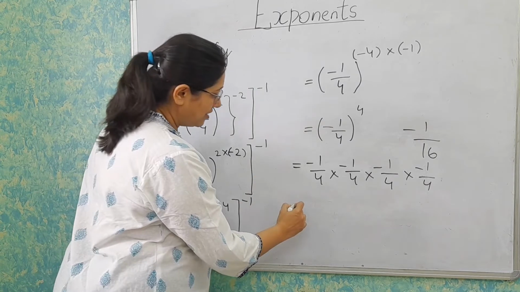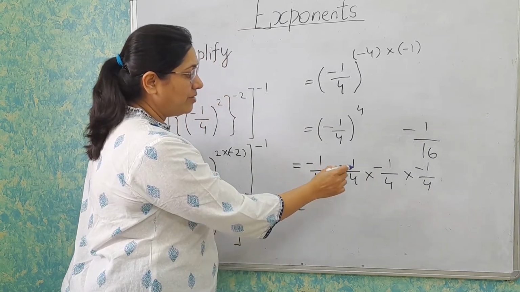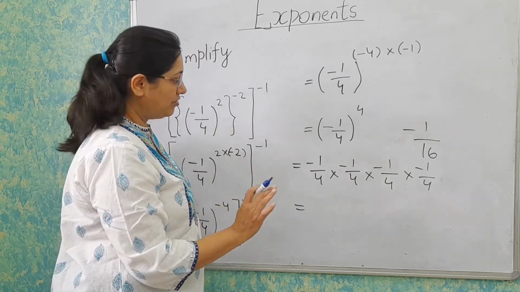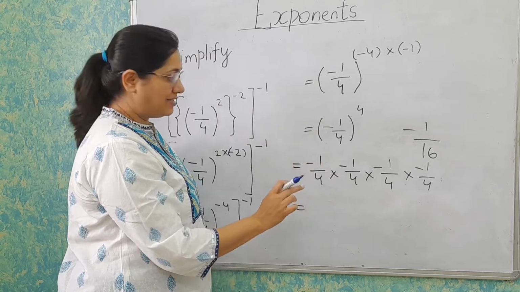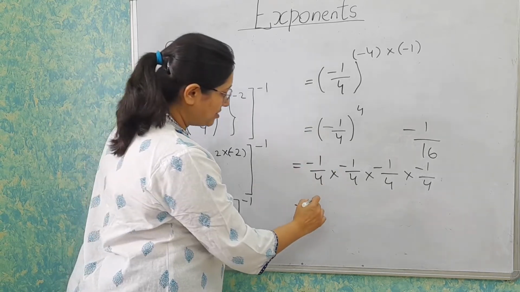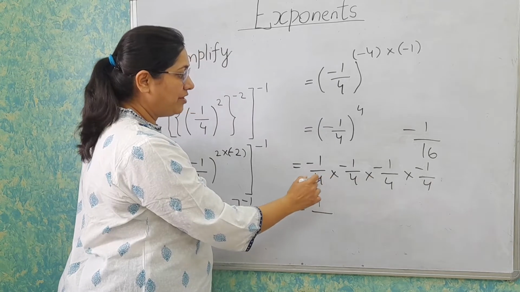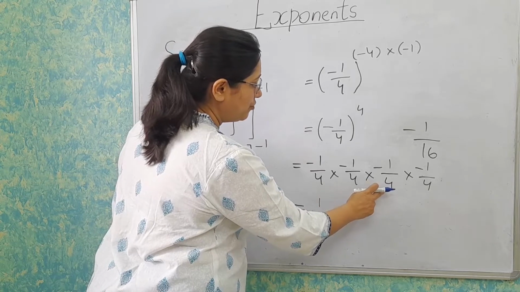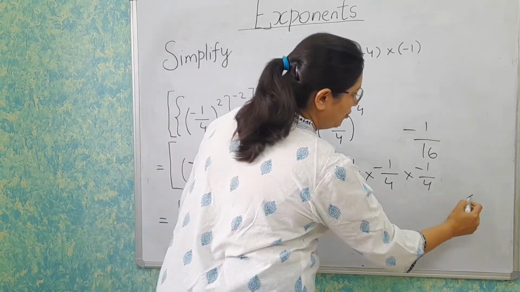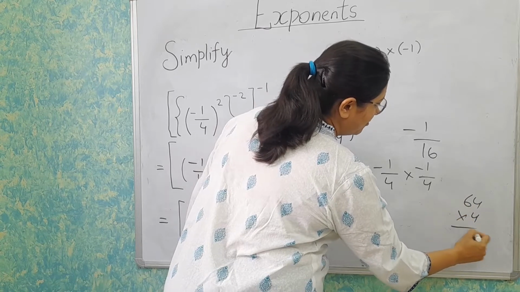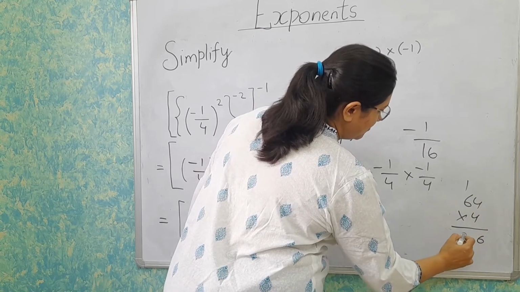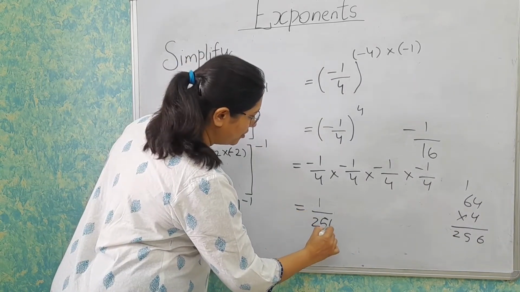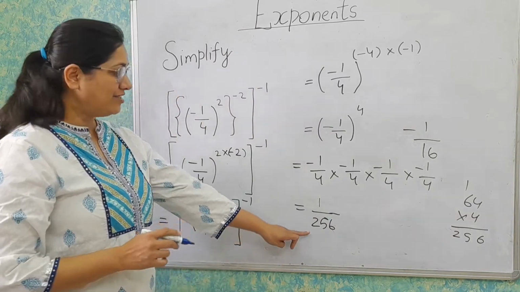So in that case our answer would be, we are multiplying negative integer for even number of times, so our answer will be positive integer. So I just don't have to write any sign. Multiplication of 1 for 4 times is 1 only. Now I have to multiply 4 for 4 times. 4 4s are 16, 16 4s are 64 and 64 4s are, we don't know, we will find it out. 256. So our answer is 1 upon 256. So this is the answer.